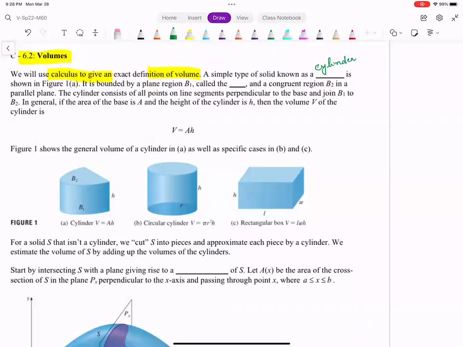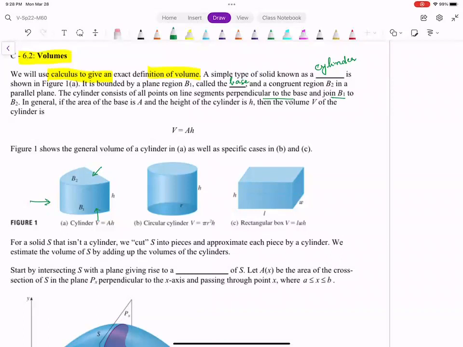is shown in figure 1a. So look at this figure 1a. It is bounded by a plane B1, which is called the base, and the congruent region B2. So there is a base B1 and there is another congruent parallel base, which is B2, in a parallel plane. The cylinder consists of all points on line segments perpendicular to the base and join B1 to B2.